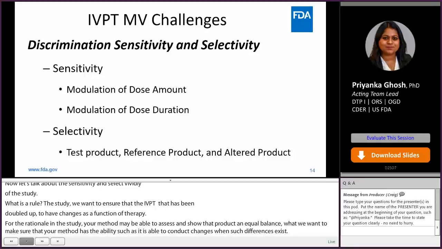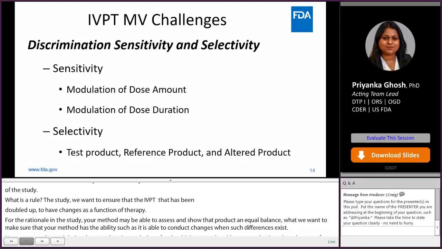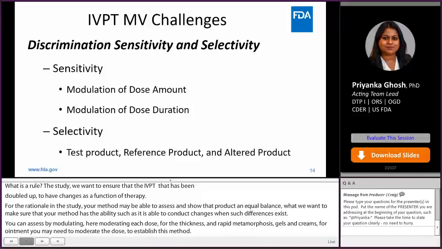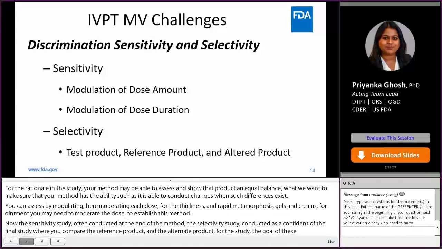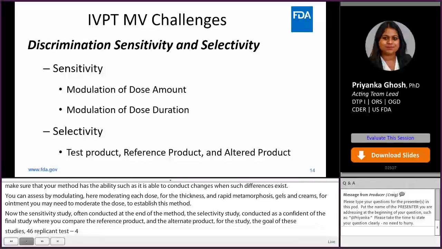The selectivity study, on the other hand, is often conducted as a component of the pilot study, where you compare the test product, the reference product, and an alternate product. And for the selectivity study or the pilot study, the studies are typically conducted in 4 to 6 donors, anywhere between 4 to 6 replicates per donor. And the goal of this study is, one, to assess the variability that exists in the bioavailability of the active ingredient from your reference product across the different donors that are utilized in such a study. And this allows you to identify the number of donors that you may need for the pivotal study, and also allows you to compare the test and the reference product, as well as differentiate those flux profiles from an altered formulation.